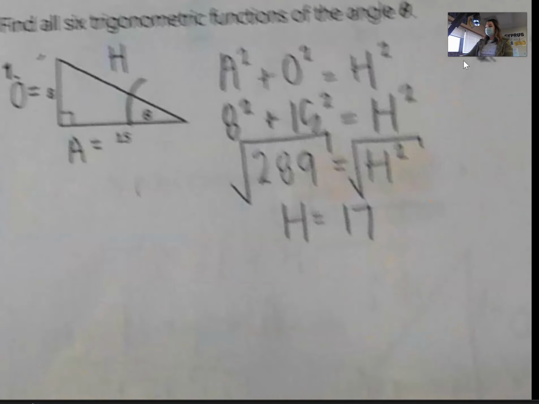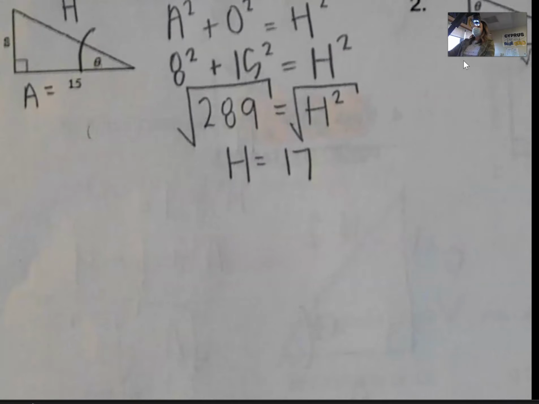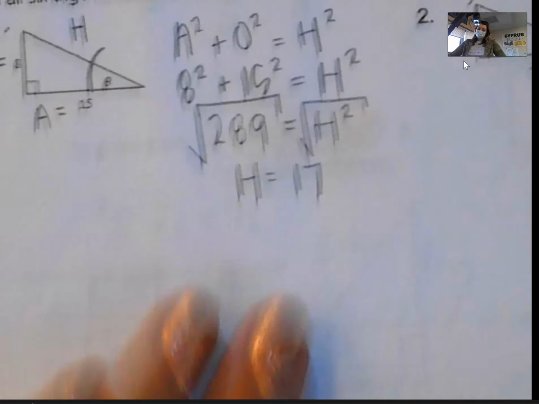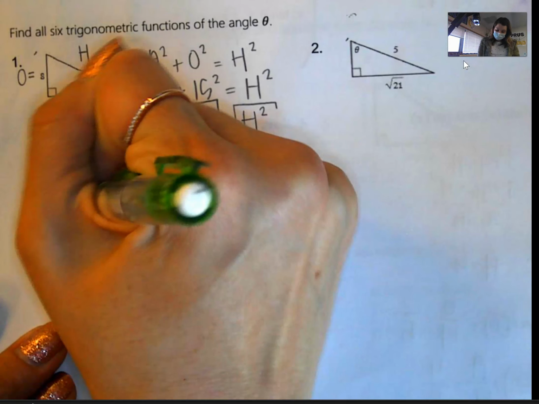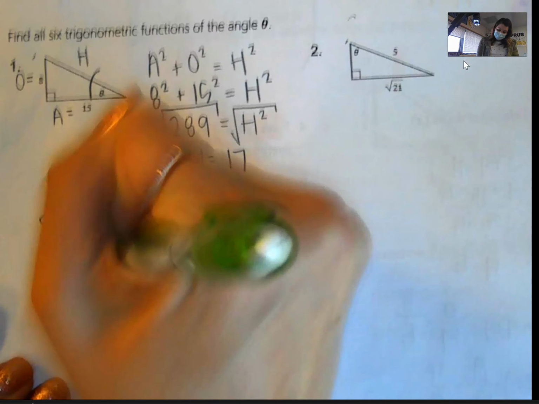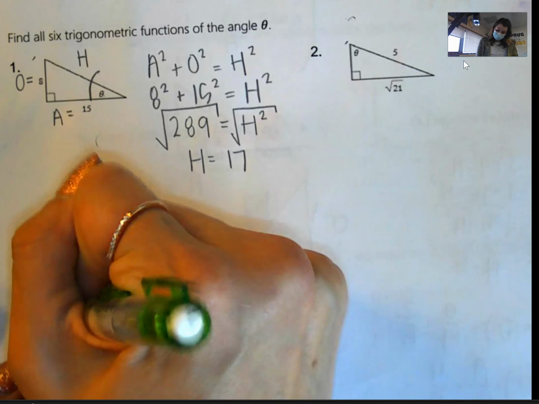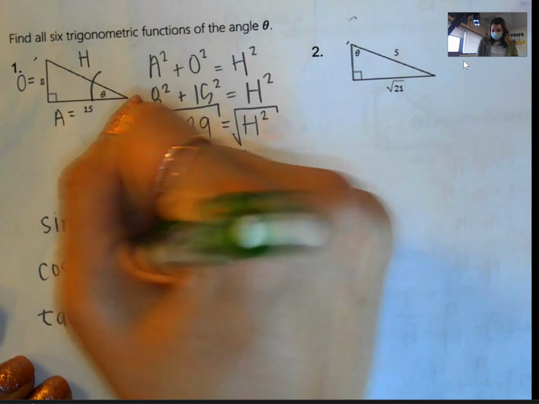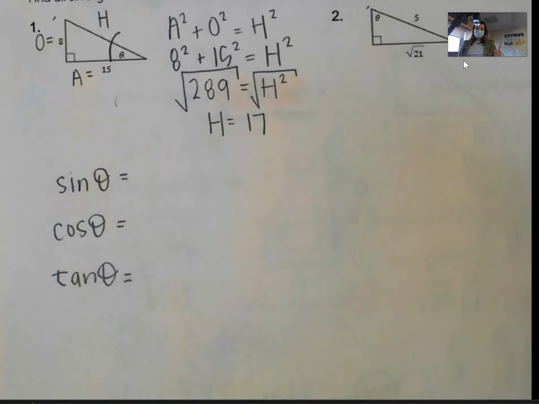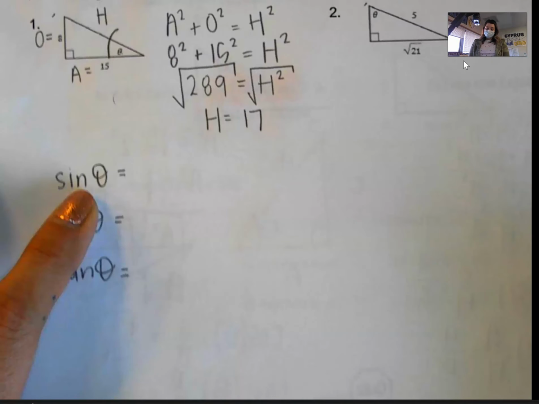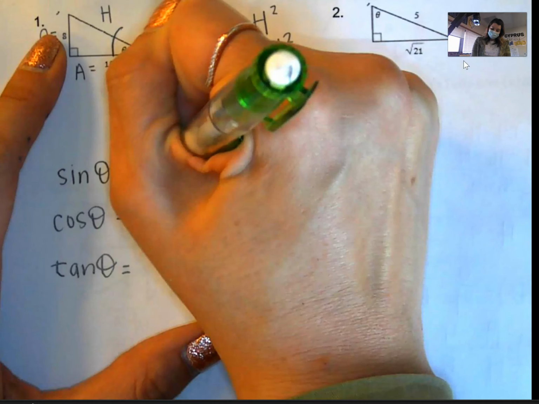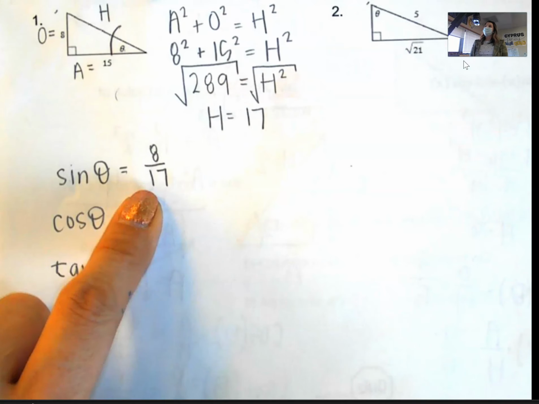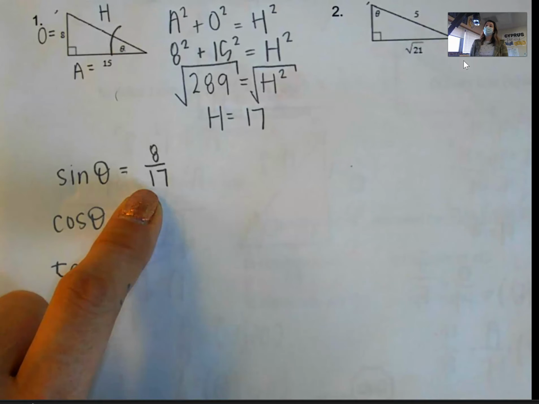So now it wants us to list the 6 trig functions. And I find it easiest to list them like it does in the table, doing 2 columns. So I'm first going to do sine theta, cosine theta, tangent theta. Those are our basic trig functions. And that's SOHCAHTOA. So sine is 8 over 17. 17 is a prime number, so I know that does not simplify.